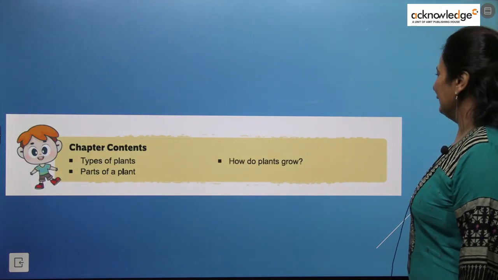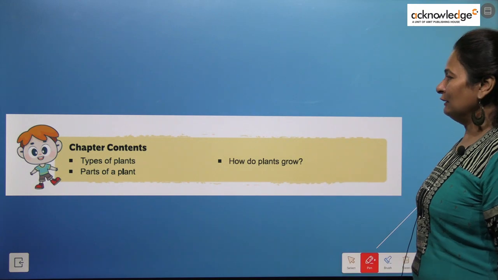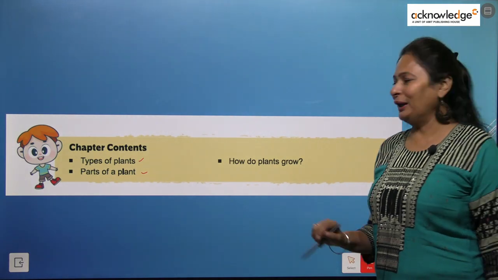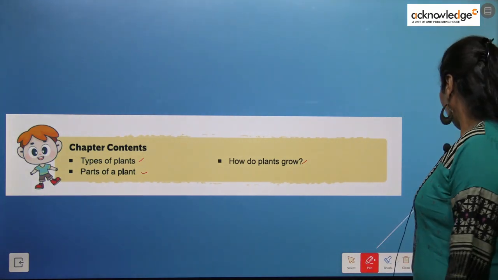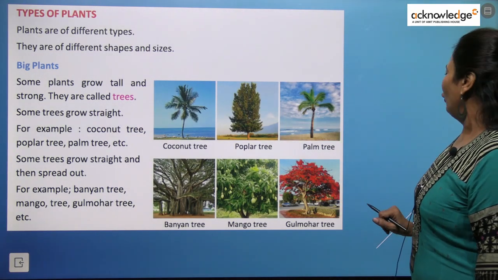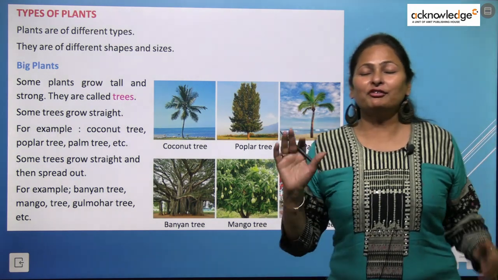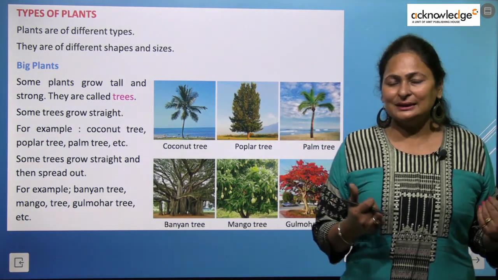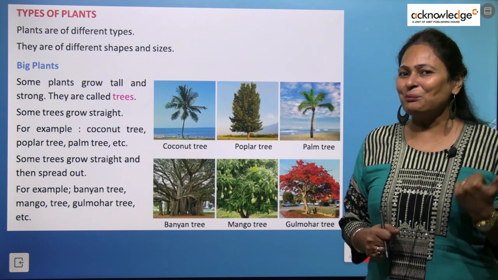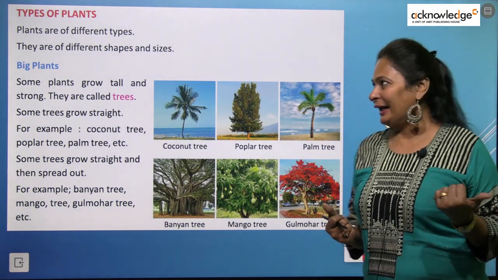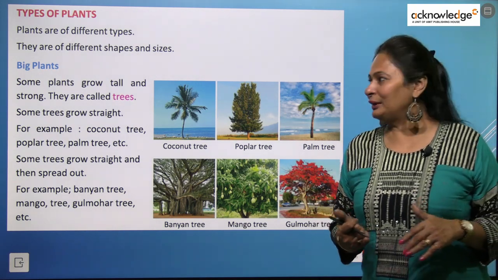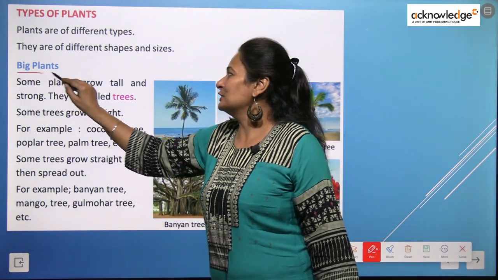Under this lesson, kids, we are going to cover the different types of plants, parts of plants, and how plants grow. So are you all excited to know about plants? Let's begin. Types of plants. We see so many different types of plants around us. Yes, they keep our environment fresh and clean. Our earth looks so beautiful because of the plants, right? According to their sizes and shapes, we have grouped them into big and small plants.